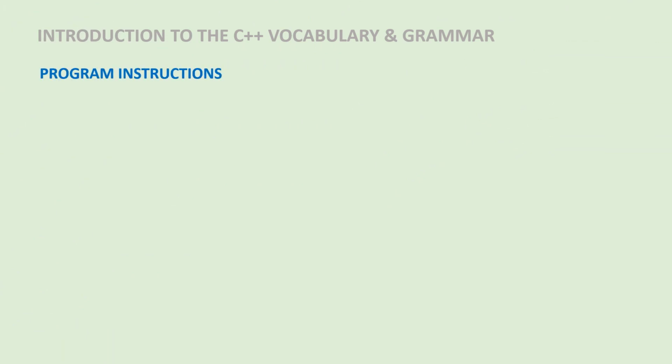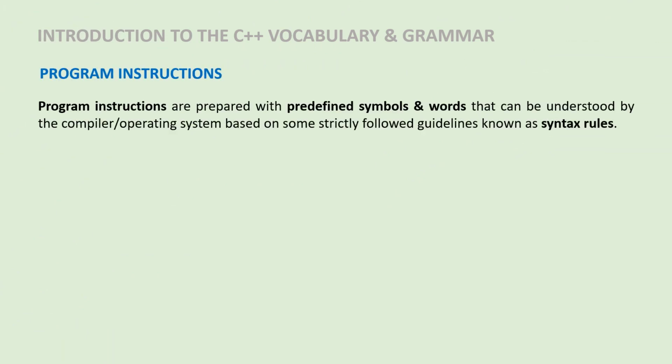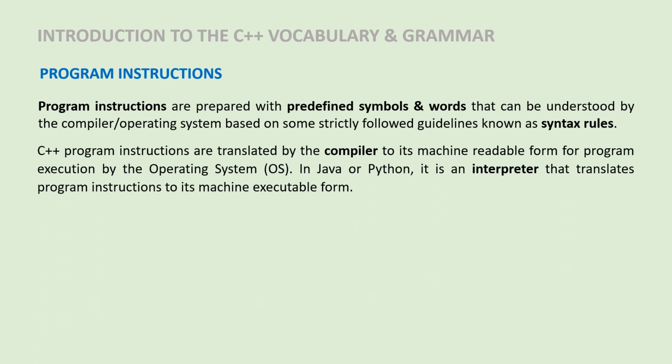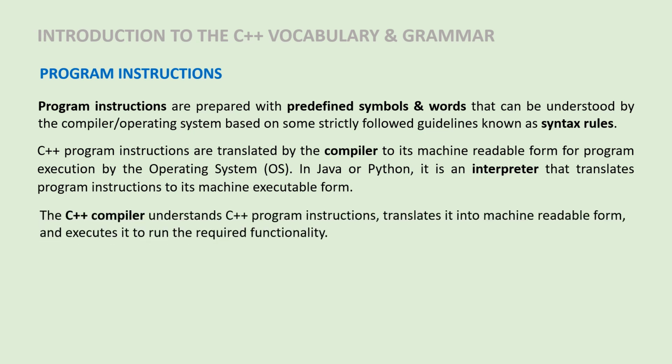What are program instructions? Program instructions are prepared with predefined symbols and words that can be understood by the compiler or the operating system, based on some strictly followed guidelines known as syntax rules. C++ program instructions are translated by the compiler to its machine-readable form, for program execution by the operating system. In Java or Python, it is the interpreter, which translates program instructions to its machine-executable form. The C++ compiler understands C++ program instructions, translates them into machine-readable form, and executes them to run the required functionality.